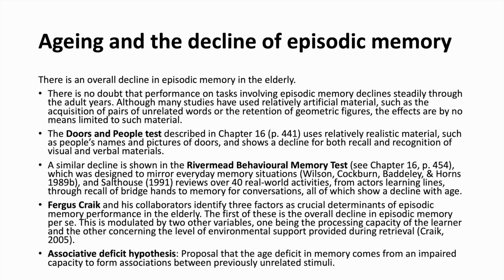There is another hypothesis called the associative deficit hypothesis. The proposal that the age deficit in memory comes from an impaired capacity to form associations between previously unrelated stimuli. So that's what memory is to a certain extent. You use your memory, your working memory, to make associations between two things that were previously unrelated. And apparently that might be something that declines significantly with age.